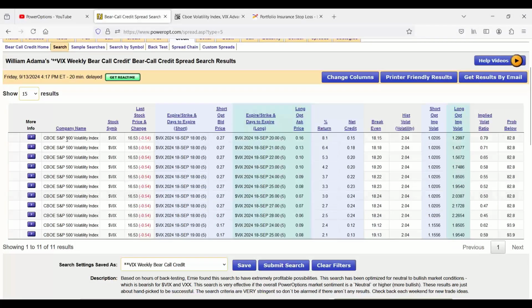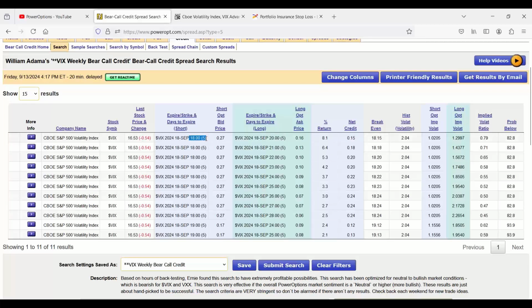Okay, so what do I have here? We've got our company name, we've got our symbol, we've got our current price. This particular search, of course, is only looking at one security. So we're only seeing the VIX ones. Now we've got our short option. So in a bear call, what am I going to do? Sell the higher strike call and buy an even higher strike call. We're selling an out of the money call. We're going to buy a higher out of the money call to receive a net credit.